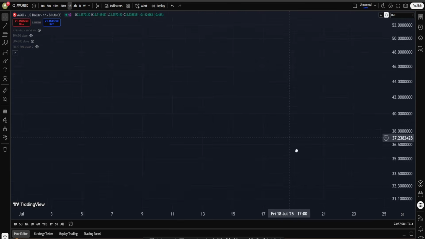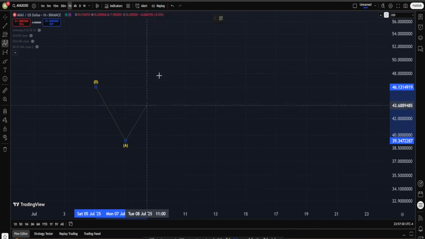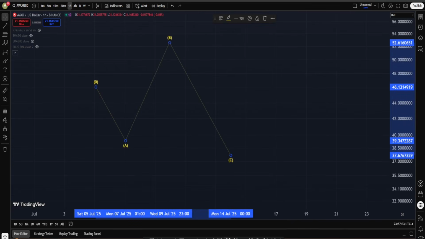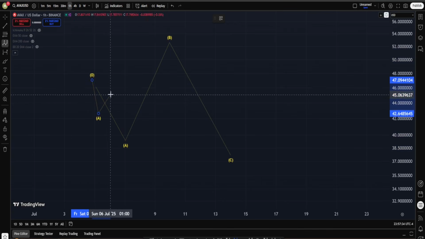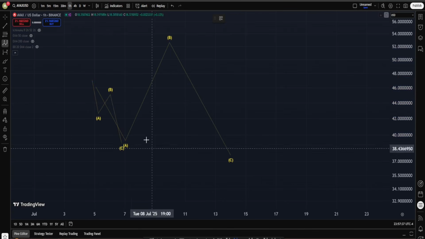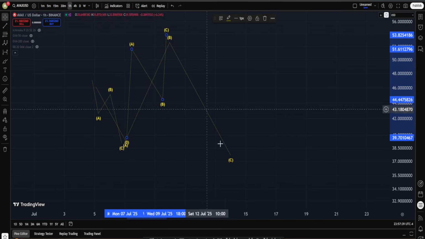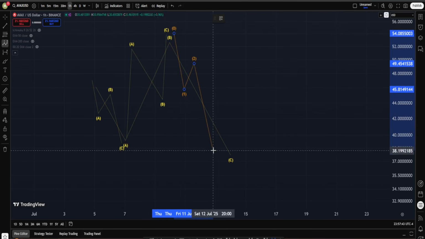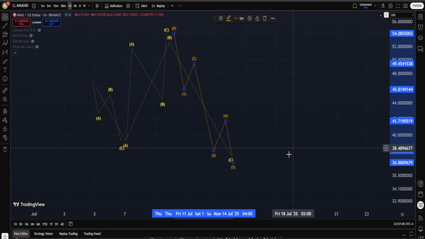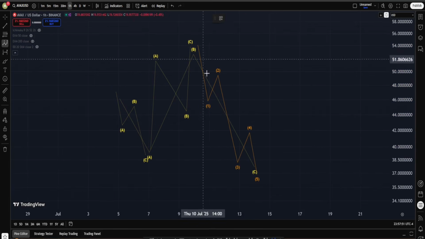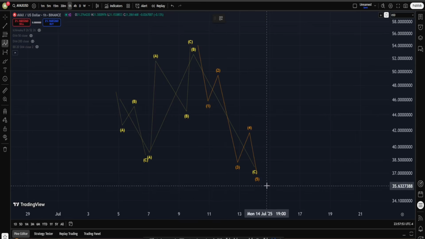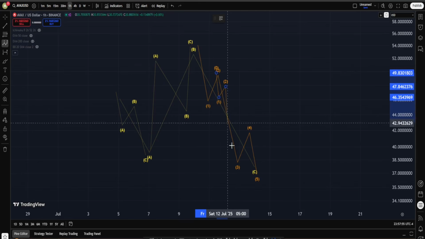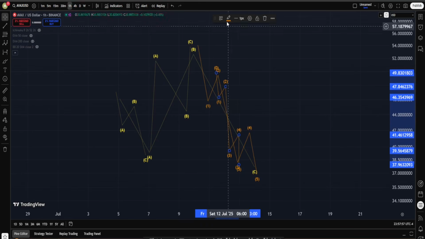And let's go around here. You see, in an expanded flat for the subwaves, we're going to have ABC down into A, ABC, or maybe a WXY up into wave B. Not really that important. And then a 1, 2, 3, 4, 5 wave on the downside into wave C, and also inside of wave 1, 3, and 5, we are also going to have 5 waves as sub waves.